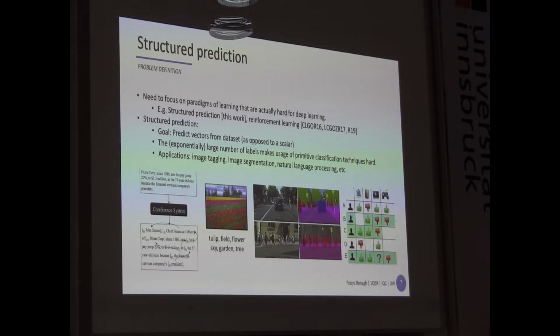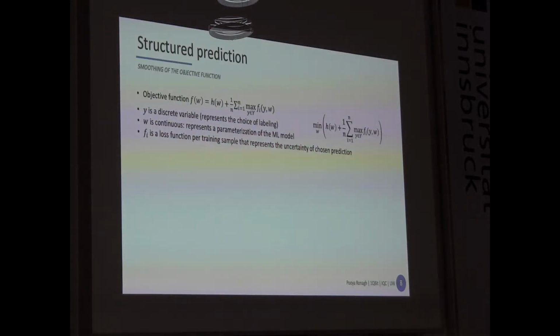Nevertheless, it's very useful. In natural language processing, when you're trying to find coreferences inside a sentence, image tagging that I talked about, image segmentation, the recommender system itself, all of these can be formulated as structured prediction problems. Okay, so in structured prediction, the objective function we have depends on a continuous variable W, and there is a discrete set of variables that represent the labels. We will call them Y.